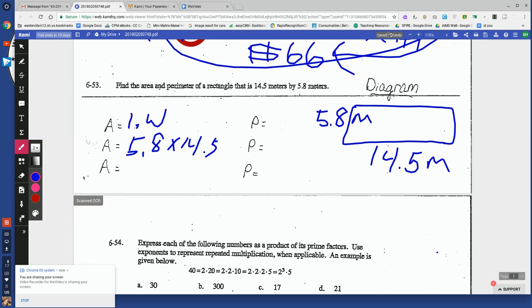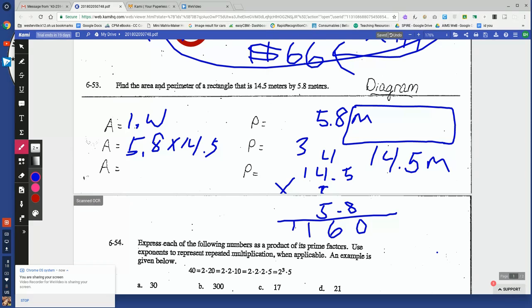I have to use some room here, so I'll take my 14.5 and multiply it by my 5.8. I'll do it down here. Again, we're multiplying. 8 times 5 is 40. Carry my 4. 8 times 4 is 32, plus 4 is 36. 8 times 1 is 8, plus 3 is 11. So I mark my 11. I got to carry my 0 here.